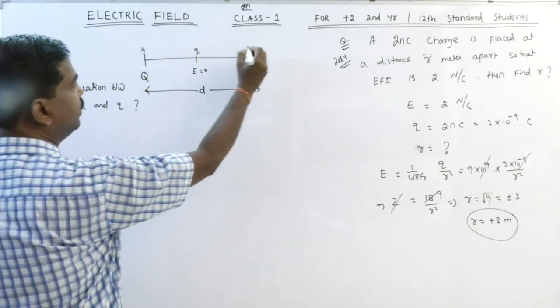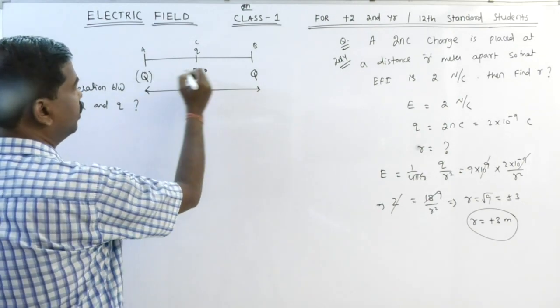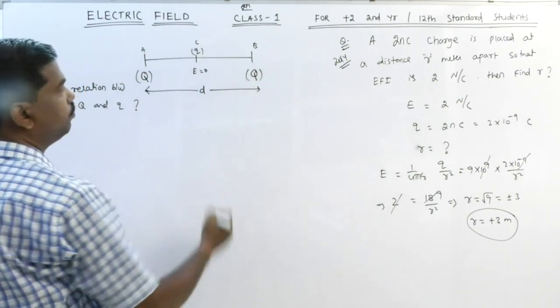Let this be A and this be B and this be point C. These charges are Q, q and Q.